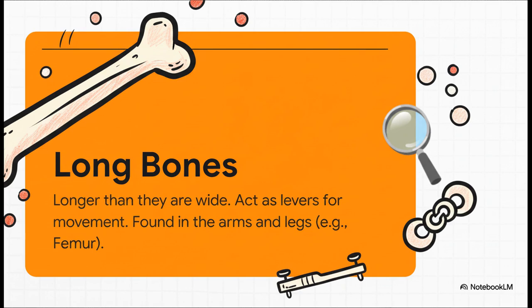This is probably the classic bone shape you picture in your head. They're longer than they are wide, and they act as these powerful levers for our body. Just think of the femur in your thigh or the humerus in your upper arm. They're what give us our reach and our long stride.